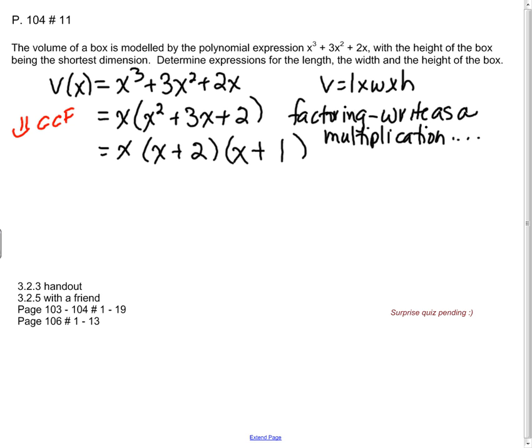So we have something times something times something. They told us that the height was the smallest dimension. So this would be our height. The next largest dimension would be the x plus 1. So I'm assuming that would be the width. And the length is usually your longest. Kind of makes sense. X plus 2. So we have found expressions for the length, the width, and the height.